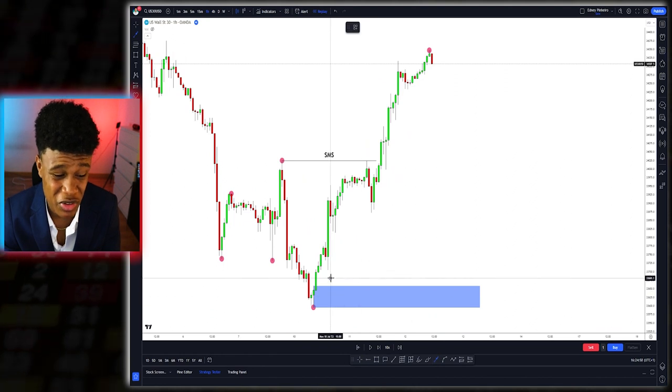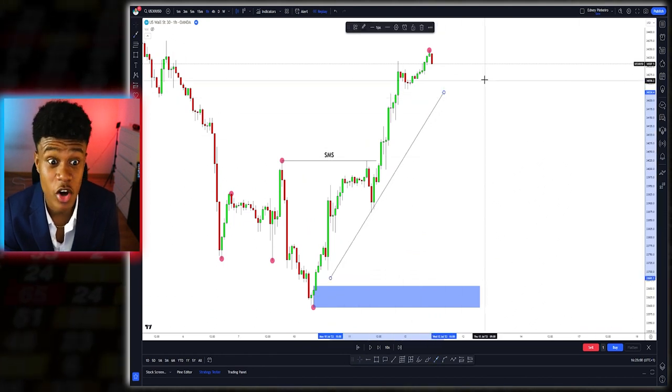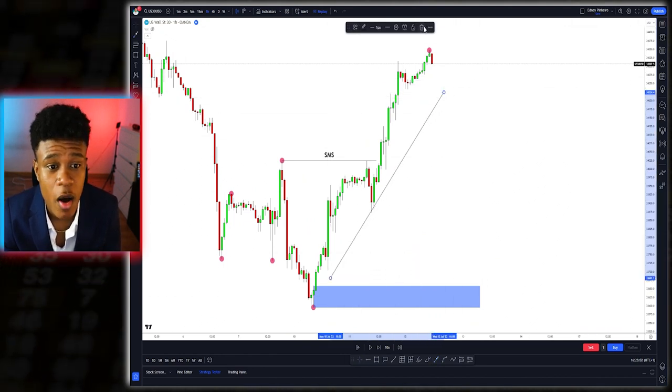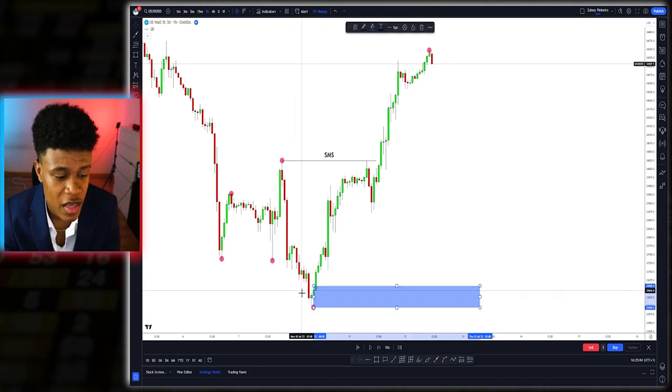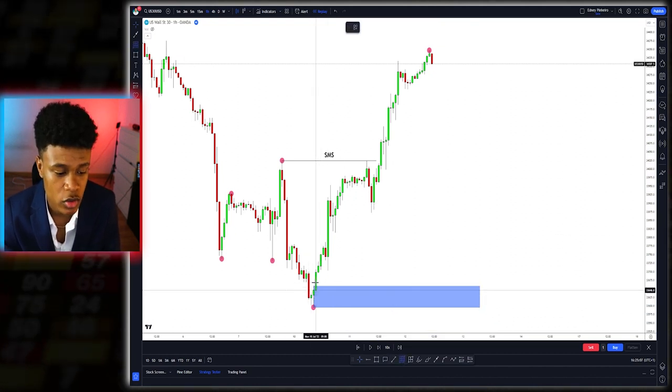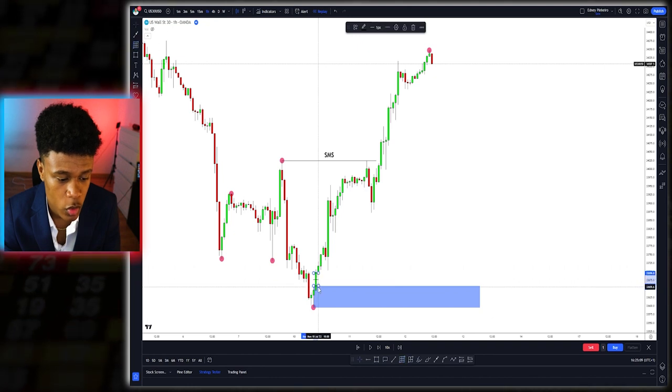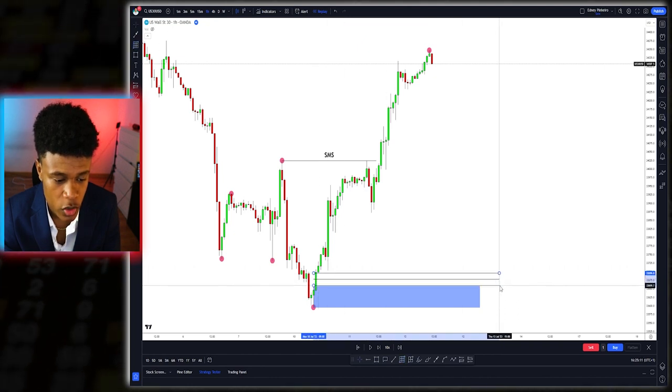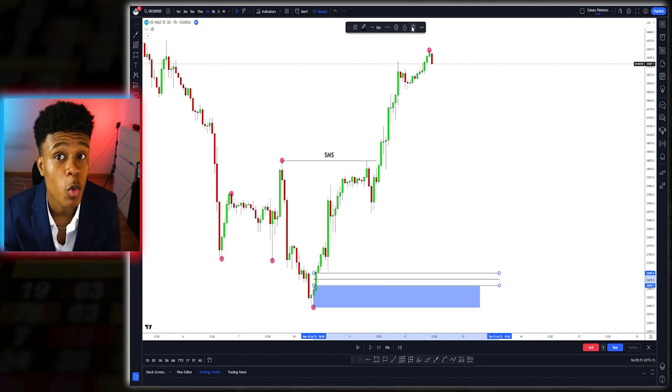We have a bunch of internal range liquidity. As you guys can see, a lot of internal range liquidity. And why I'm saying this is our point of interest, because applying what we just learned, we can see clearly right here, we have the fair value gap. What does a fair value gap do?